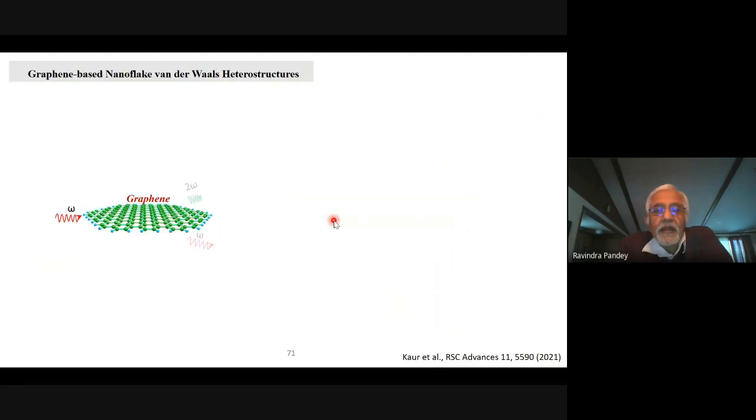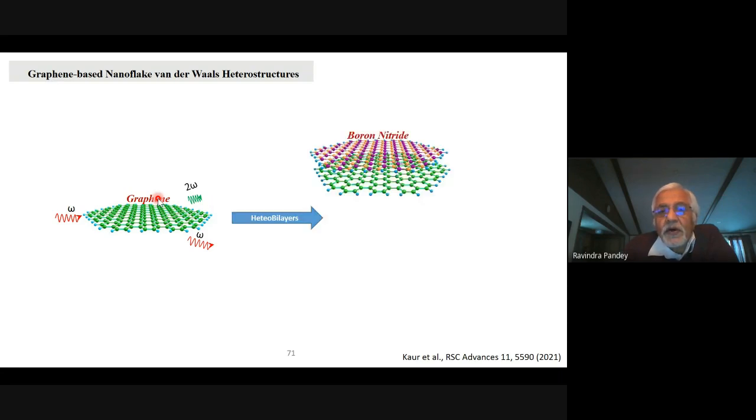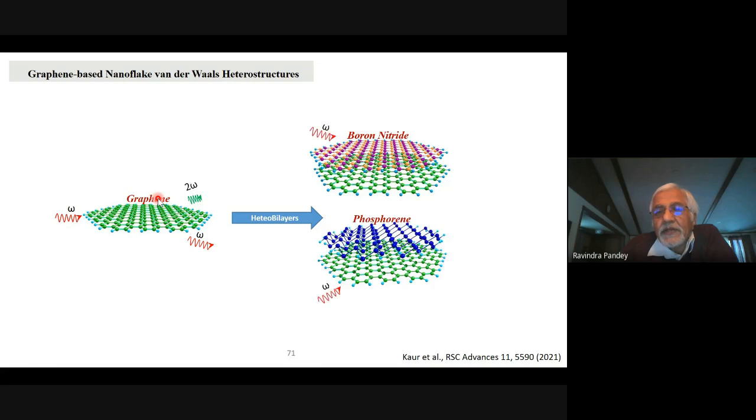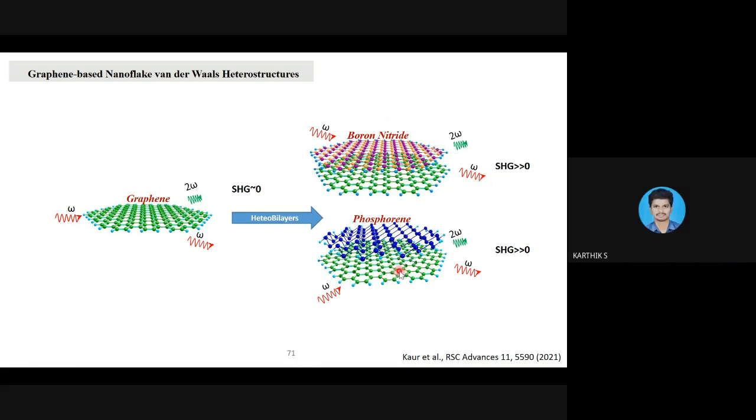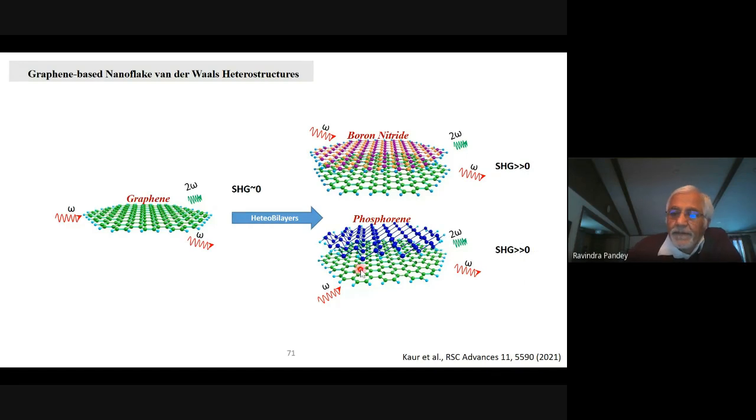So again, you have a cartoon showing graphene and the incident light at omega, but SHG is going to be 0 because of the centrosymmetry of the case. But once you form the heterobilayer, you can have a really nice enhancement in SHG for both cases, either graphene-boron nitride or graphene-phosphorene, which is pretty high.